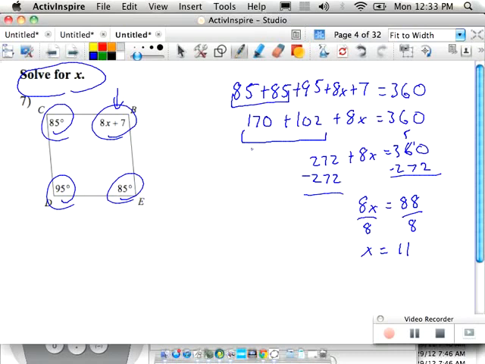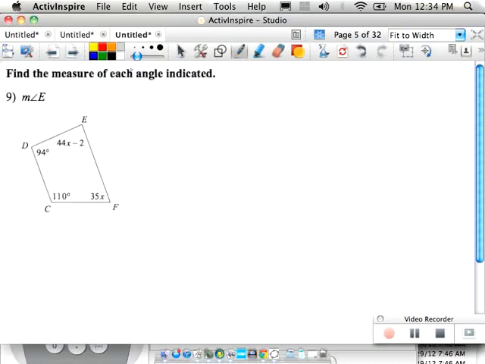Now all I have to do is solve for x. It doesn't say find the measure, so I'm done. My answer is x equals 11. So let's try the next one. It's probably going to be a little more advanced. Now we actually have to do more than just find x. We got to find the measure. Whenever you hear the words find the measure, that implies to you that you not only solve for x, but you plug it back in.